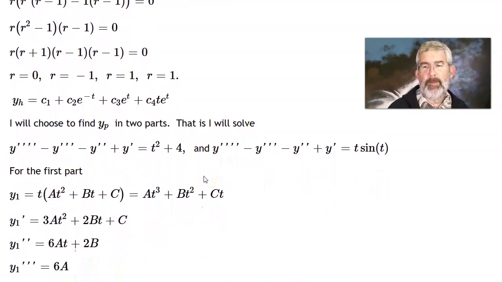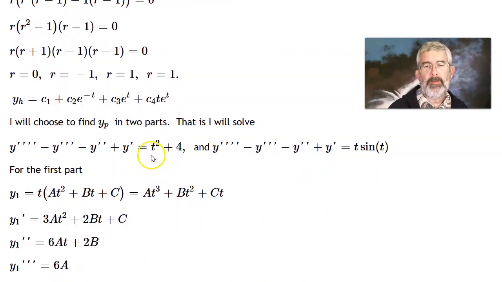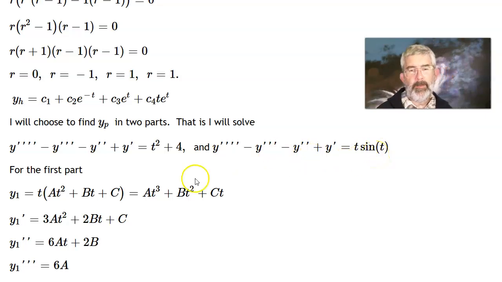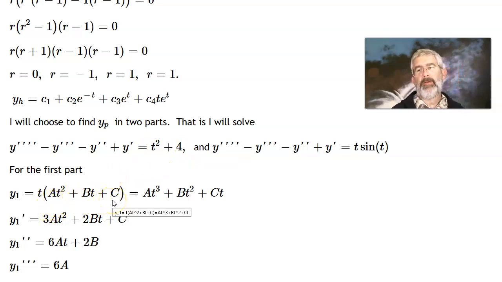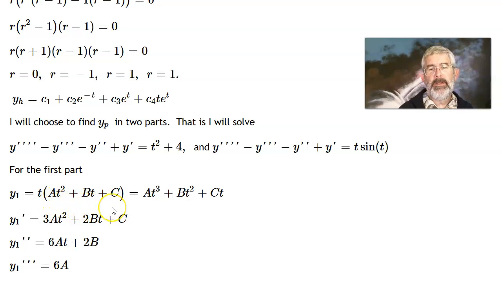Okay, so here we go. To solve for the particular solution, I'm going to do it in 2 parts. I'm going to do the left-hand side equals the polynomial here, and then I'm going to come back and do the left-hand side equals this product of a polynomial and a trig function. For the first part, I'm seeing a quadratic polynomial, so I'm going to guess a quadratic polynomial. The general quadratic would be a t squared plus bt plus c. However, I know this will not work because the plus c is part of the homogeneous solution.